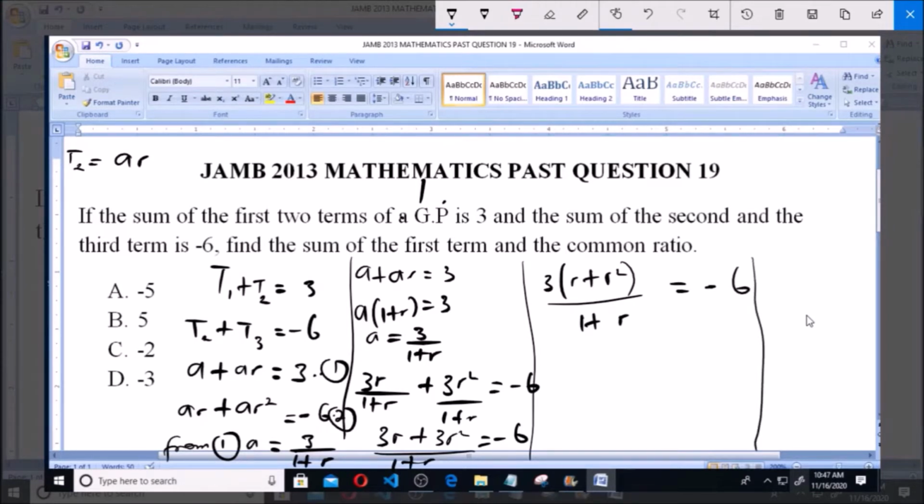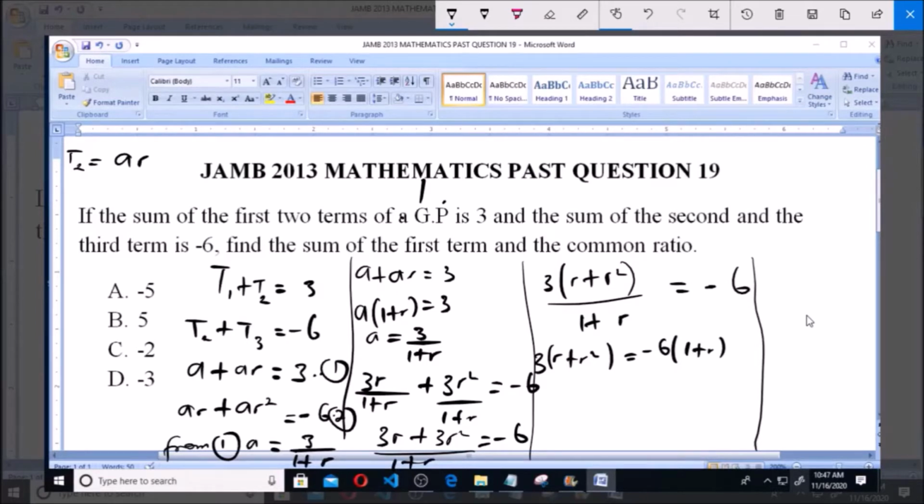Now let's cross multiply. By cross multiplying, we'll have 3 into r plus r square is equal to minus 6 into 1 plus r.